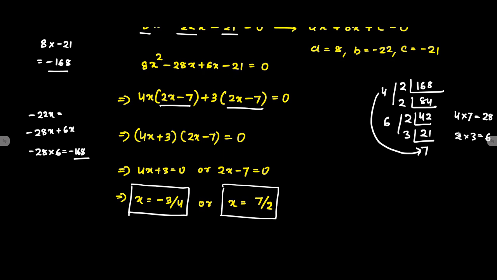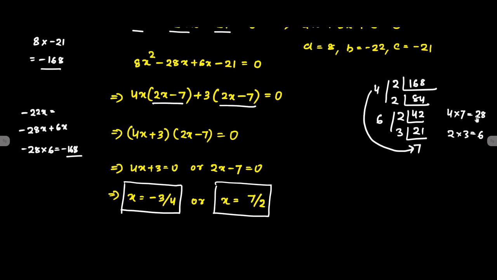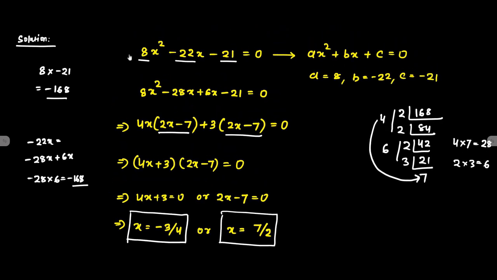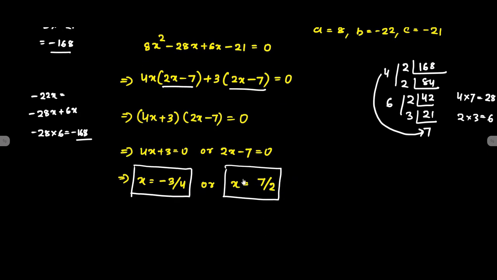So we determined the different factors and got that if we take −28x + 6x, then we'll get −22x. And 8 into −21, the two extreme terms, is also equal to −168, and −28 into 6 is also equal to −168, which is the basic condition for splitting the middle term for factorizing a quadratic equation. And we got the result: x is equal to −3/4, or x is equal to 7/2, the two roots of the quadratic equation.